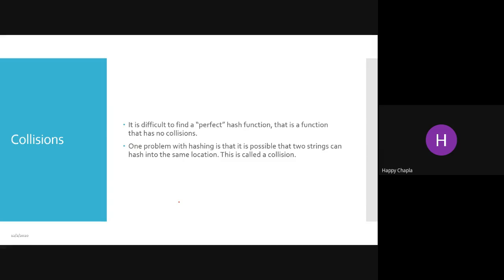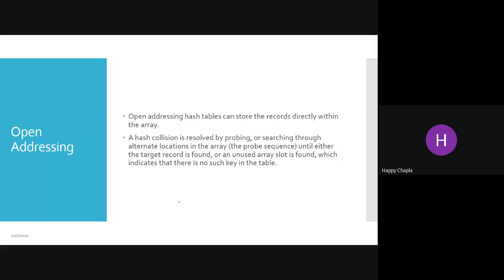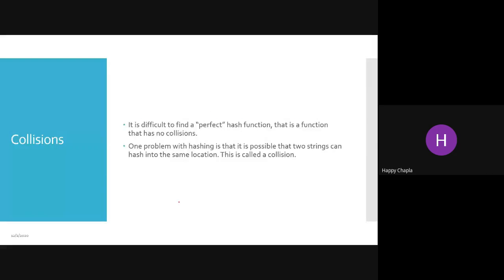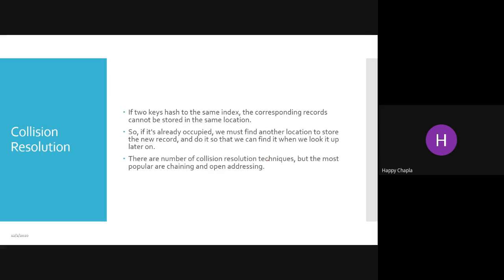Okay, now collision. So how can we resolve this collision? We have only two techniques related to collision. First, it is difficult to find a perfect hash function, that is, a function that has no collision. Now, one problem with hashing is that two strings can hash into the same location, right? It may be possible. So how can we resolve it?